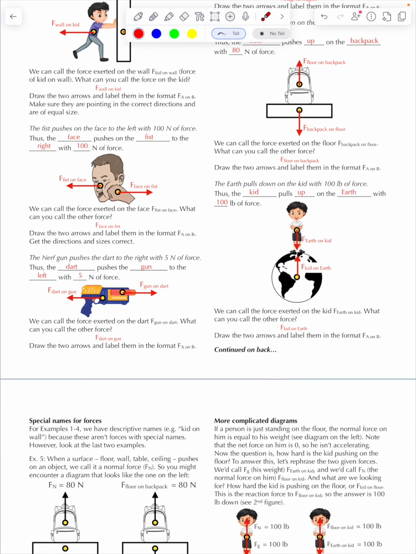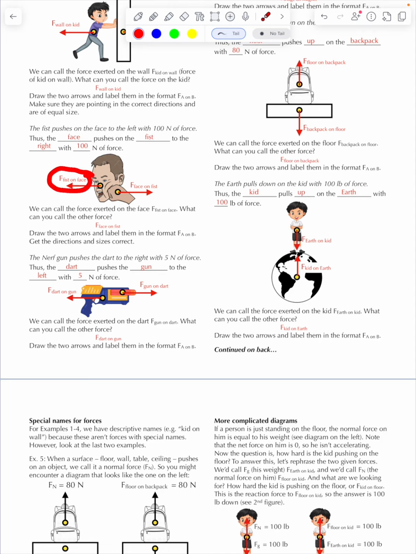Let's, again, I'm just kind of skipping some of this. Let's go to the fist being punched by the face. So it says the fist punches the face to the left with 100 newtons of force. Well, how hard is the face pushing on the fist? 100 newtons of force in the opposite direction. So remember that the way I told you that you can identify the action and reaction, it's kind of easy here with only 2 forces, is notice the way I term this.